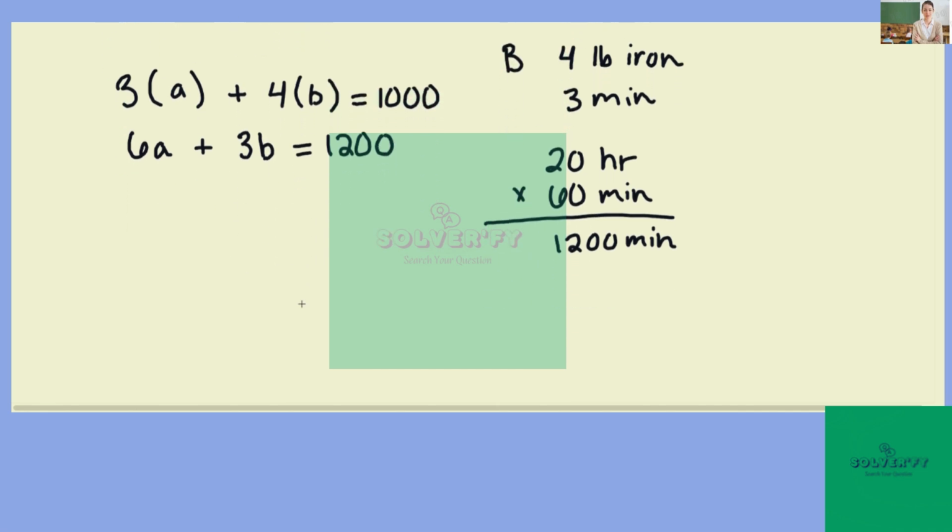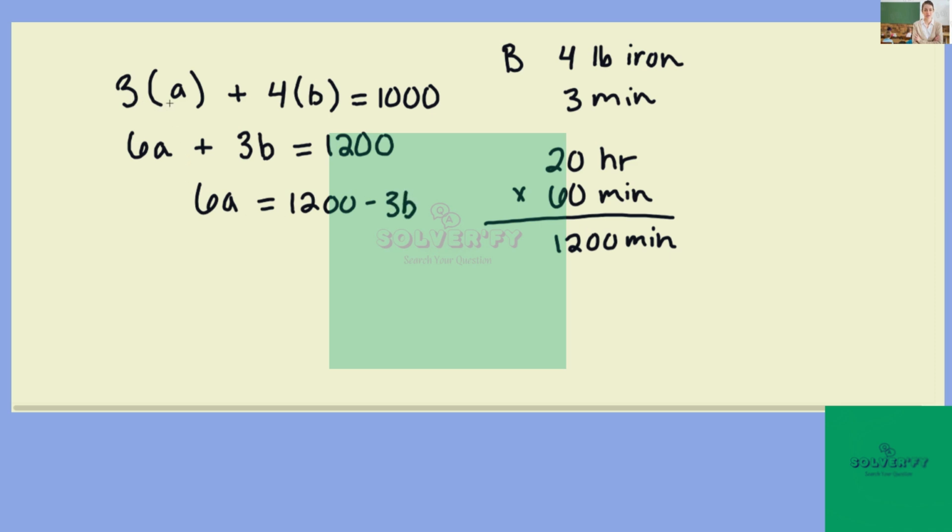Now we should choose one of these variables to isolate and get alone. So first of all, we will take 6A plus 3B equals 1,200 and get A alone on one side. To do that, we're going to subtract 3B from each side. 6A is equal to 1,200 minus 3B.